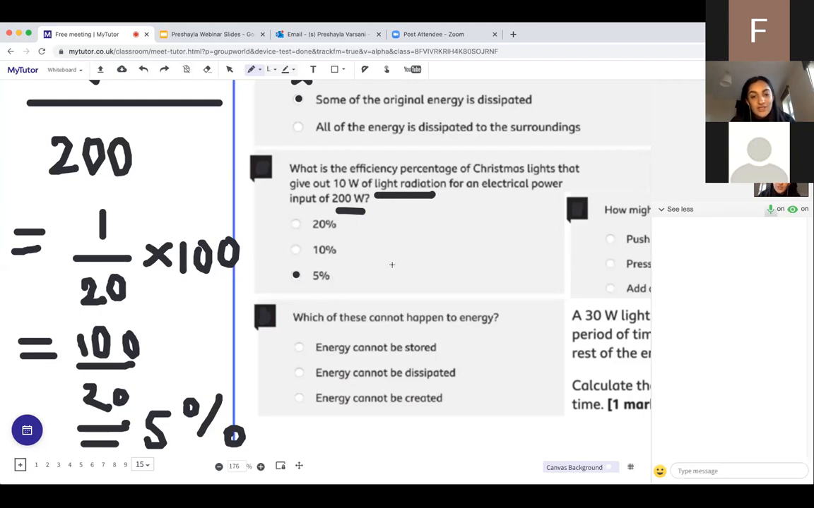So the question underneath that: which of these cannot happen to energy? Energy cannot be stored, energy cannot be dissipated, or energy cannot be created. So that one would be energy cannot be created. Remember, energy cannot be created or destroyed.